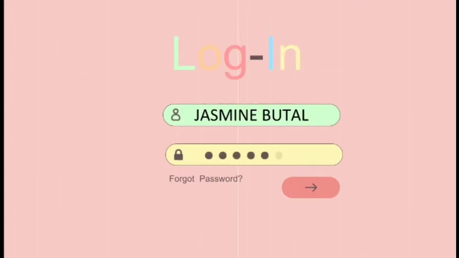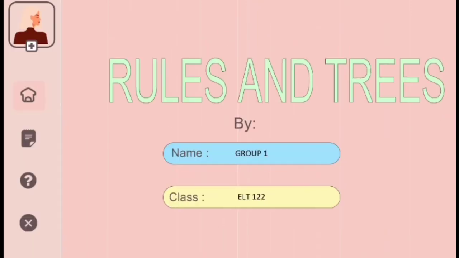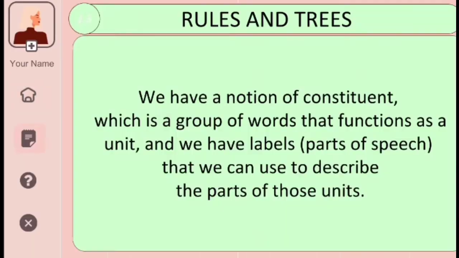So let's start our discussion of rules and trees. Now we have the tools necessary to develop a simple theory of sentence structure. We have a notion of constituent, which is a group of words that functions as a unit. And we have labels, or parts of speech, that we can use to describe the parts of those units. So let's put the two of these together and try to develop a description of a possible English sentence.